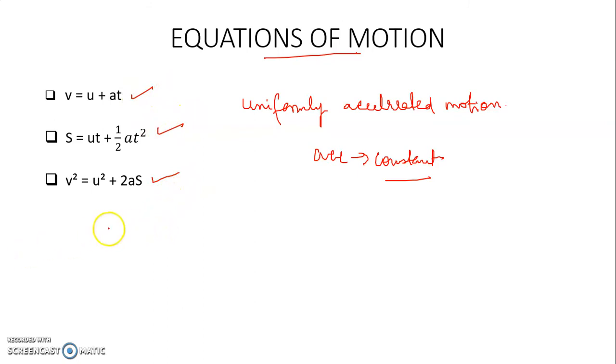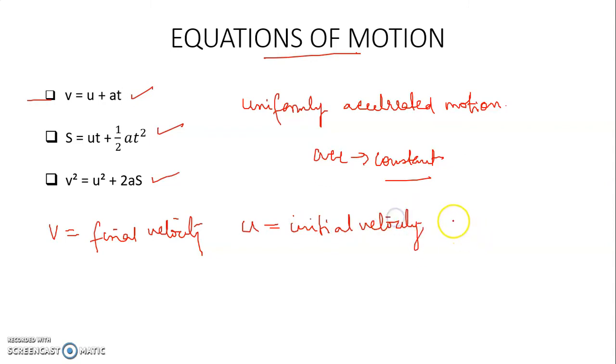Now let us learn these 3 equations. What are these equations? Now you can see the first equation. What is V standing for? V is your final velocity. Okay. What is u? U is your initial velocity. Okay. What is a? We all know a is nothing but acceleration. And then we have t. What is t? T is time. And then finally s. S denotes displacement or distance.